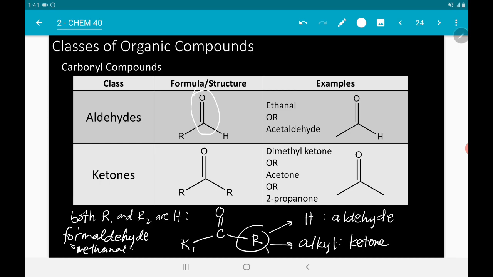So, for it to become a ketone, dapat pareho tong carbon. Parehong alkyl. Okay? So, examples, ethanal. So, this ethanal is composed of 2 carbons. Okay? Kaya siya ethanal. And the ethanal is an aldehyde. So, aldehydes are always at the edge of the chain. So, for example, you have this. So, 1, 2, 3, 4.